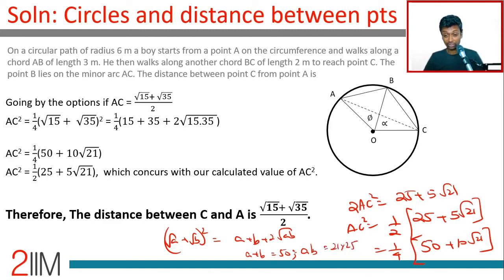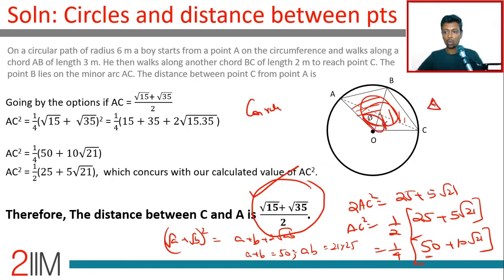But we can simplify this, or we can go from the answer choices and know that root 15 plus root 35 by 2 fits the bill perfectly. Root 15 square is 15, root 35 square is 35, 15 plus 35 is 50. 2 into root 15 into root 35 is 10 root 21. So the distance is half of root 15 plus root 35. We plug in the cos rule thrice over: for triangle OAB, triangle OBC, and triangle OAC. Cos rule, cos rule, cos rule. Get through. Very, very tough question.